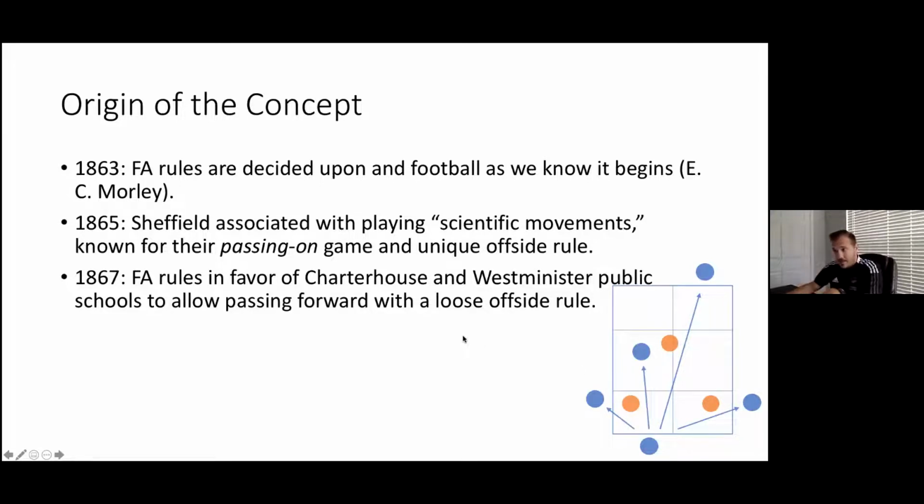In 1867, the FA realizes, hey, so many people have different rules to each other. We need to get together and we need to figure out what we're doing. We need to have a certain idea of putting the rules together. And in 1867, two public schools called Charterhouse and Westminster offered forward some rules that they thought, and the FA ruled in favor of them to allow passing forward from now on.